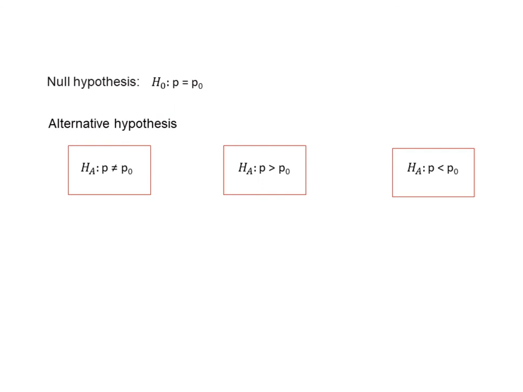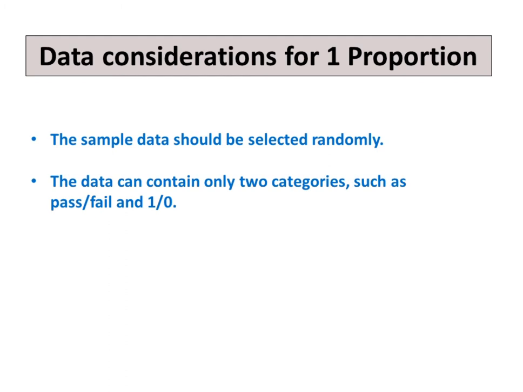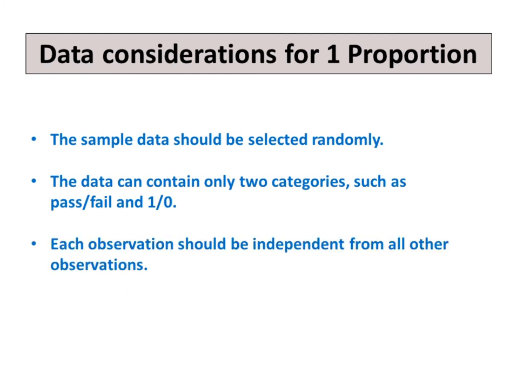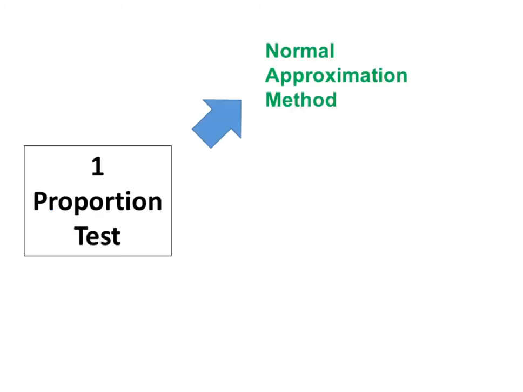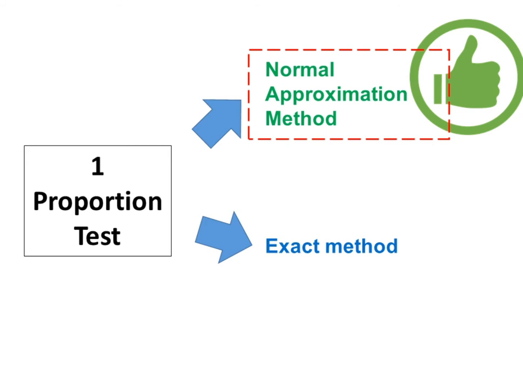To ensure that your results are valid, consider the following guidelines when you collect data, perform the analysis, and interpret your results. The sample data should be selected randomly. The data can contain only two categories, such as pass-fail and 1 or 0. Each observation should be independent from all other observations. Minitab's one proportion test uses the normal approximation method, an exact method for calculating the hypothesis test and confidence interval. Today, we will learn the normal approximation method.